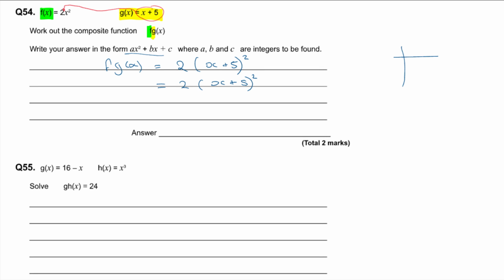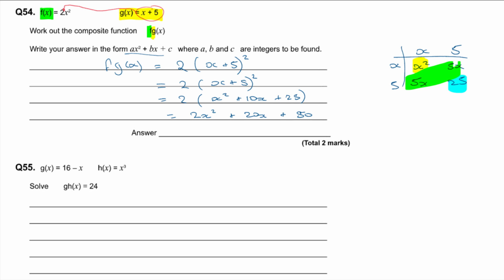Now I said earlier you should really do this as a grid in an exam so you don't make mistakes. So that's going to be x squared plus 5x plus 5x plus 25. So that's giving me x squared, 5x and 5x is 10x, and 25. Okay, so that is 2 lots of x squared plus 10x plus 25, and then multiplying that out I'm going to get 2x squared plus 20x plus 50. Yeah, that's it, they're all integers, it's all looking good.